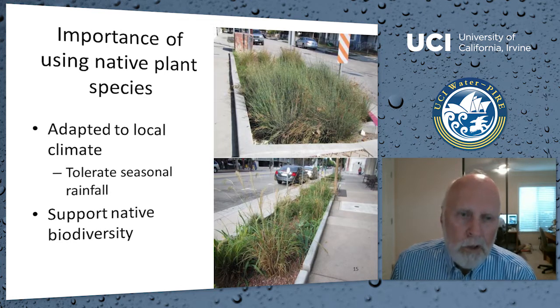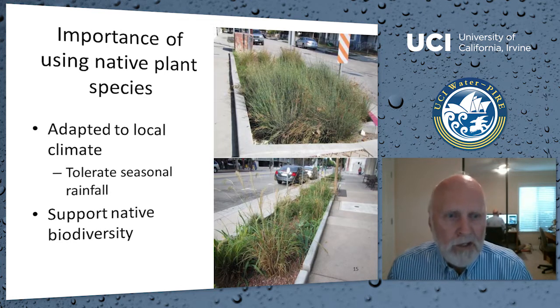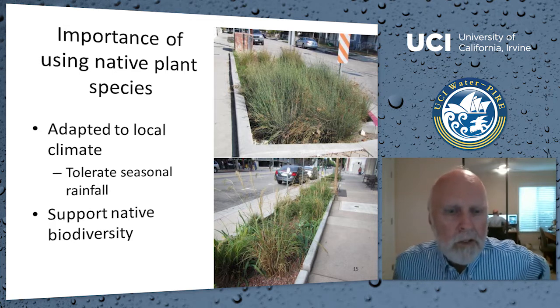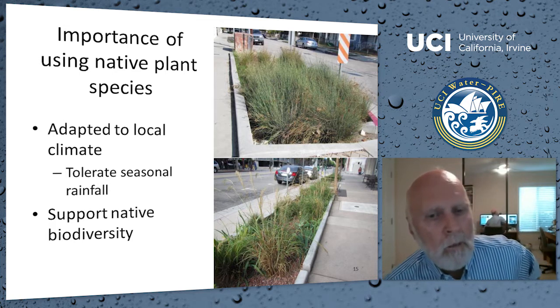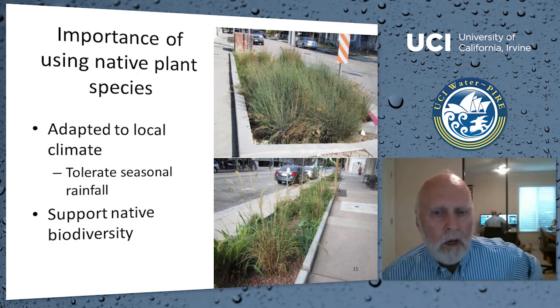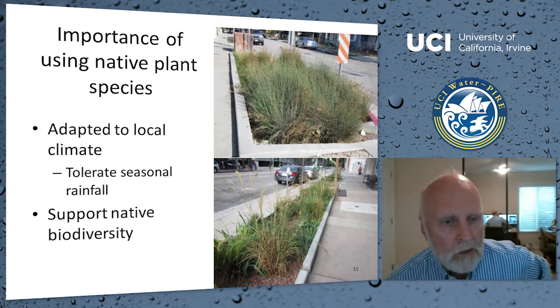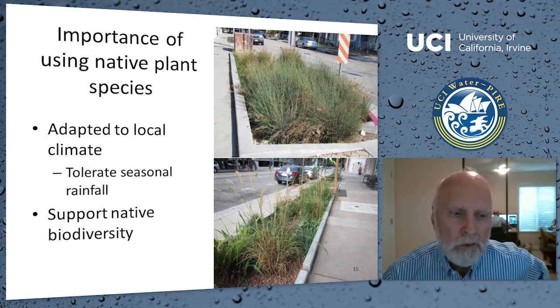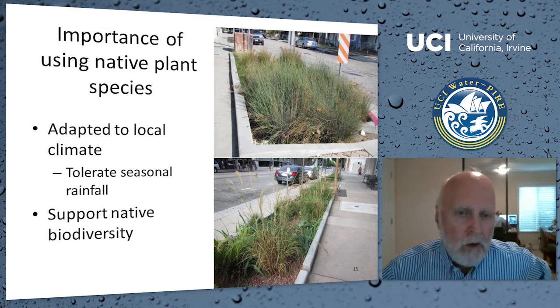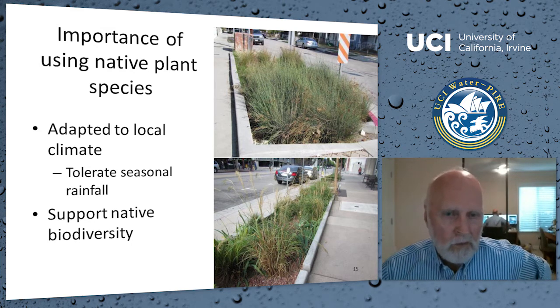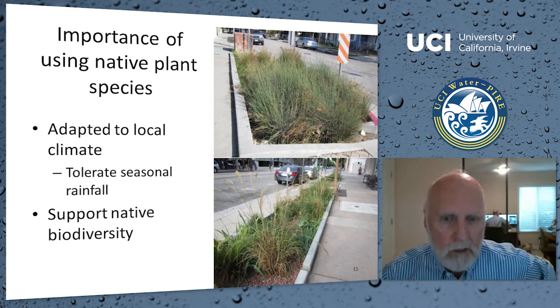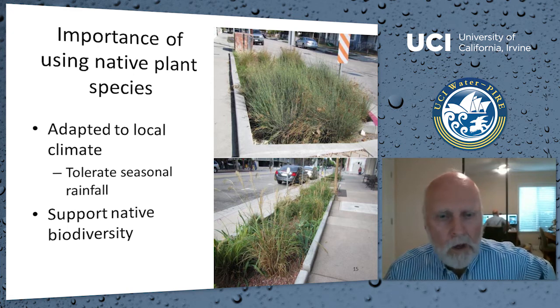And I just wanted to put a plug in here for the importance of using native plant species. Obviously, you don't have to have natives, and you can pick other climate appropriate species. One thing about the natives is that they are more likely to be adapted to local climate, and in particular, they're more likely to be able to tolerate seasonal rainfall in the parts of the world, like in the Mediterranean climates, where we have these very long dry spells.